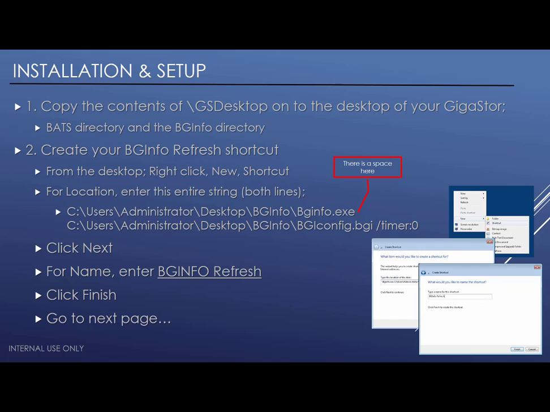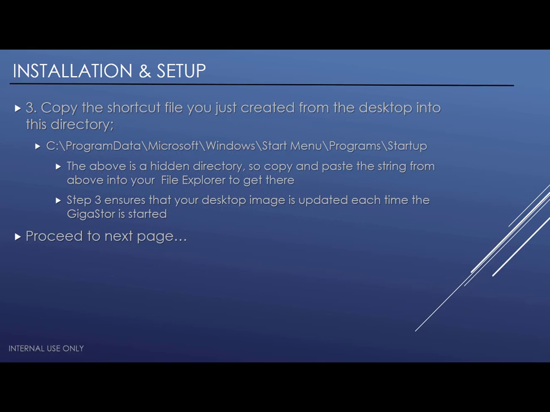So the installation and setup, basically it's 5 steps, and you're going to copy some things over from various directories, and it'll show you each step in sequence, and just follow those and you'll end up with a couple of directories on the desktop. One is BATS, one is BG Info, and then you'll end up with the shortcuts as well. And in here we show you how to do that and what the names are.